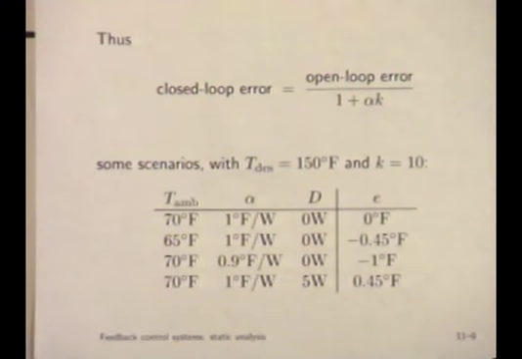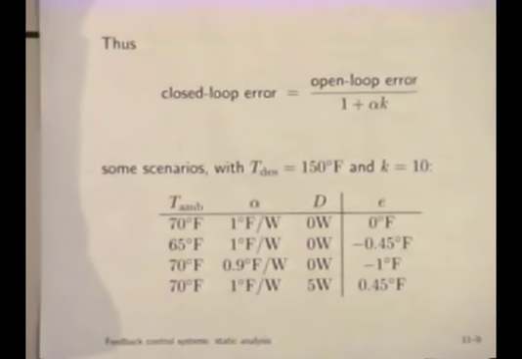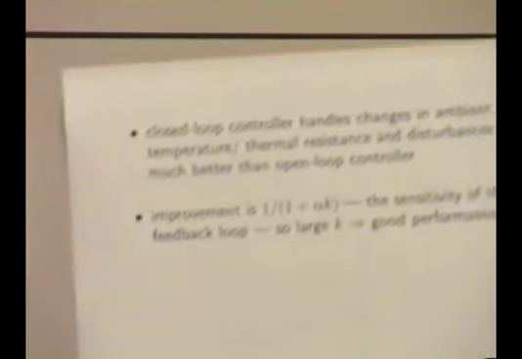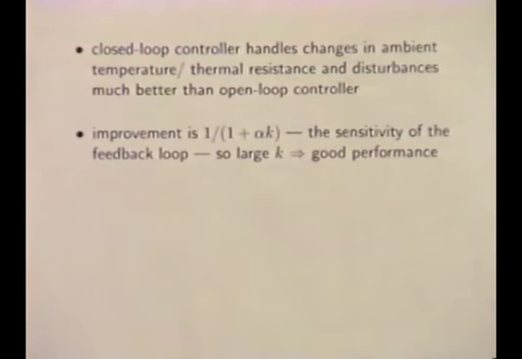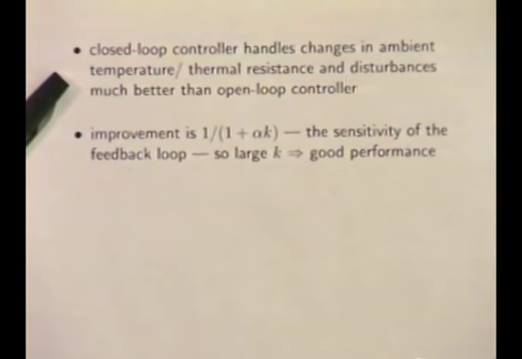Actually, we'll see pretty soon that there's a simple variation on this where these errors will actually be driven to 0, just 0, which is also a very interesting fact. Okay, so what's interesting about this is that the closed loop controller handles changes in ambient temperature and thermal resistance and disturbances much better than the open loop controller. And the improvement is precisely the sensitivity.